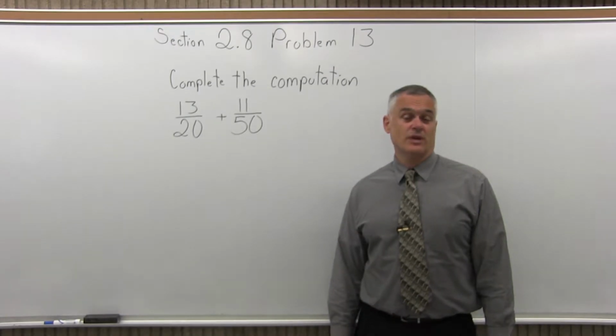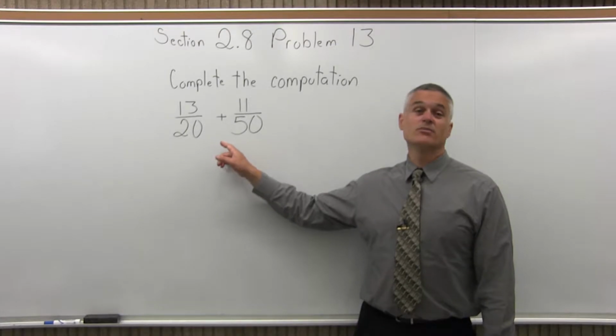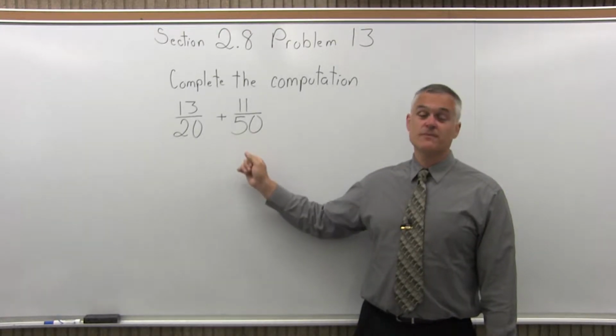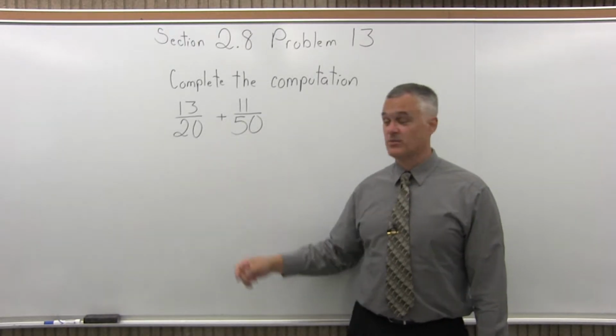This is Section 2.8, Problem number 13. It says complete the computation, and we have 13 over 20 plus 11 over 50. So to add these fractions, what we need to do is make the denominators the same. We have to find the common denominator.